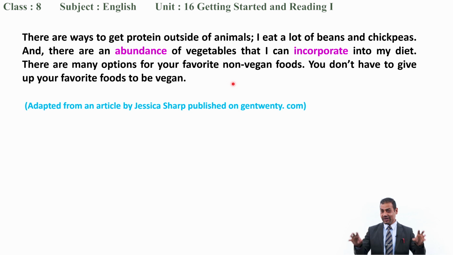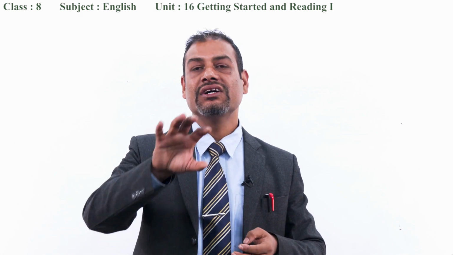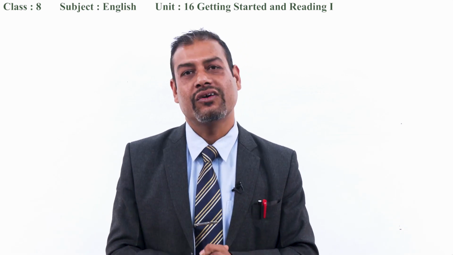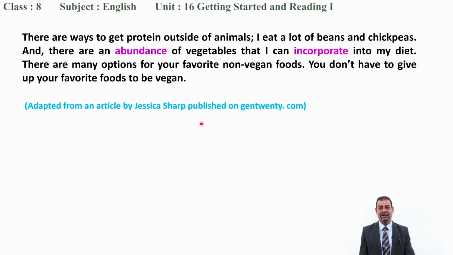Okay. So it comes to being strict or not strict to be a vegan. It is up to you. If your body likes food items, of course you can have them. If your body doesn't like them, then you can avoid them. But here you simply have to understand vegan means not consuming, not using any animal products. Is it clear to you? All right. Now, this is adopted from an article by Jessica Sharp published on gen20.com.